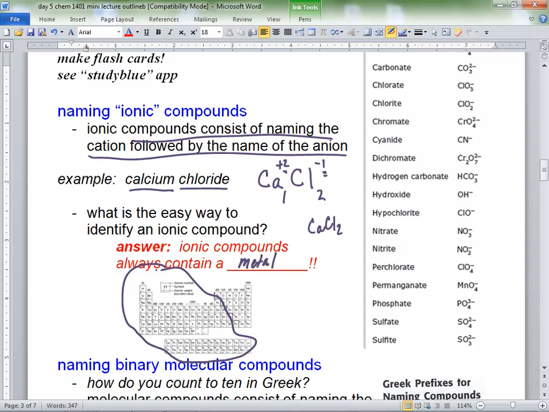You ever see one of those? You have to name the cation and name the anion. If you're not sure what it is, I bet you it's one of these. So you got to know them, those polyatomic ions.